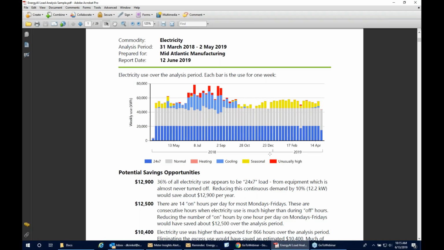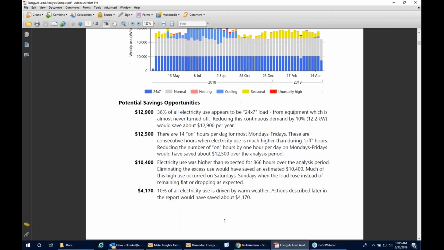So again, this is the top level stuff, and we try to identify the potential savings opportunities. And as I mentioned at the beginning, we really stress the cost estimates, again, for a less technical audience. So we're saying here, we think there's about $13,000 potential savings from reducing 24/7 load. We think there's about $12,500 from reducing operating hours. And we'll get into each one of these in a bit more detail to show you the assumptions.